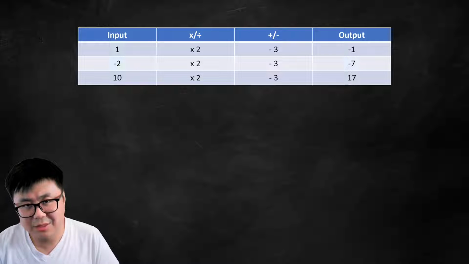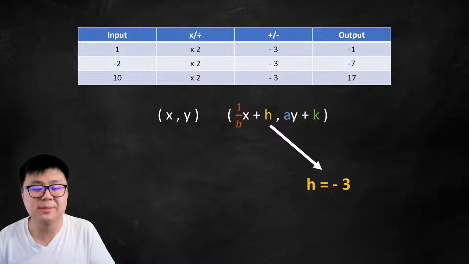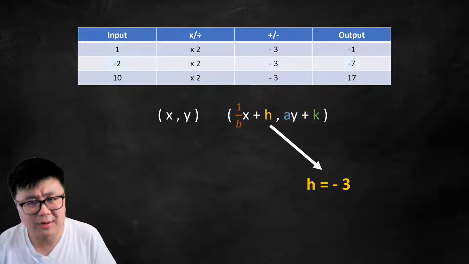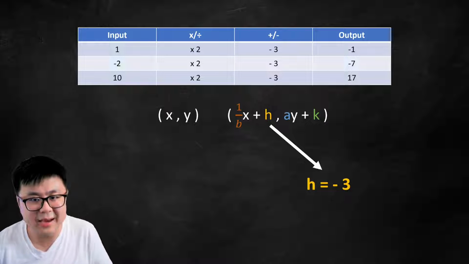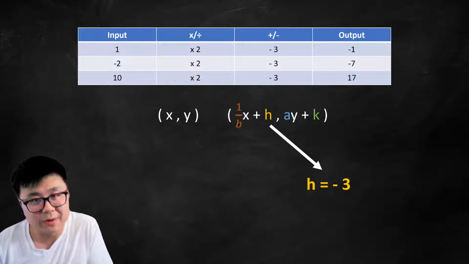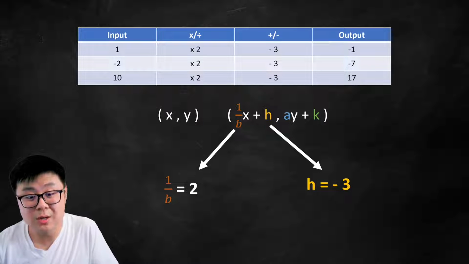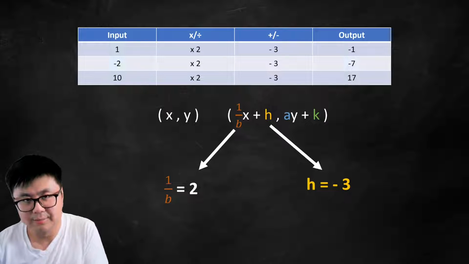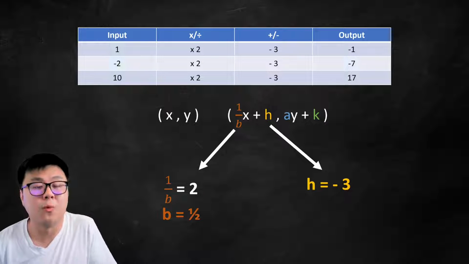Well, the subtracting 3 part, that's got to be my h, right? So my h has to be -3. What about the multiplying by 2 part? That's tricky because what actually multiplies to my input of x? It's not the b value. My b is not 2. It's the 1 over b that multiplies to the x value. So when I multiply by 2, it's actually 1 over b. That's the 2 that's being multiplied. And the b value itself will be the reciprocal of that, or 1/2.